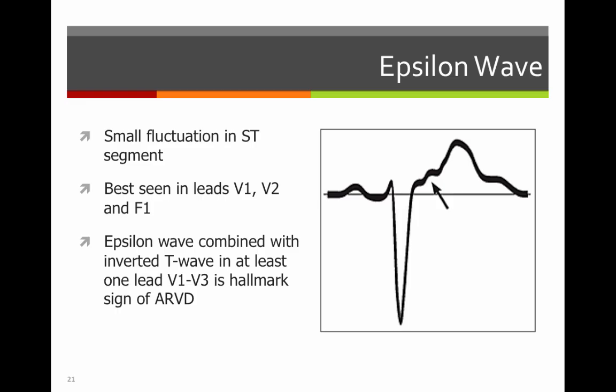That's an electrical impulse hitting that fatty deposit, and then clearing the fatty deposit, hitting the muscle tissue once again, and continuing on. So again, best seen in leads V1, V2. We'll talk about lead F1, your Fontaine lead 1. But your epsilon wave combined with an inverted T wave in V1 through V3, somewhere in there, it's really a hallmark sign of your ARVD.